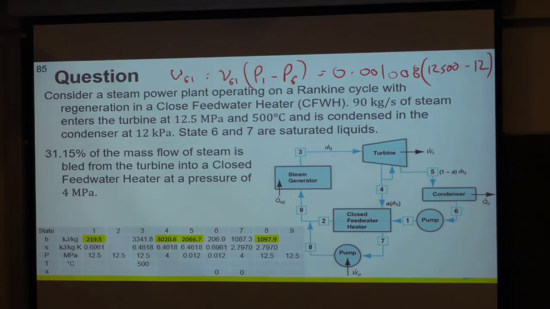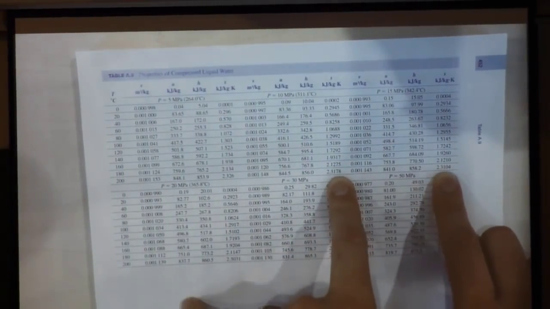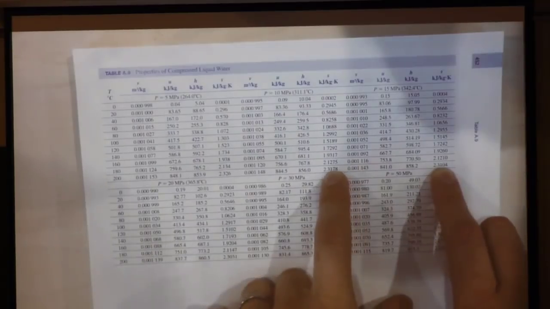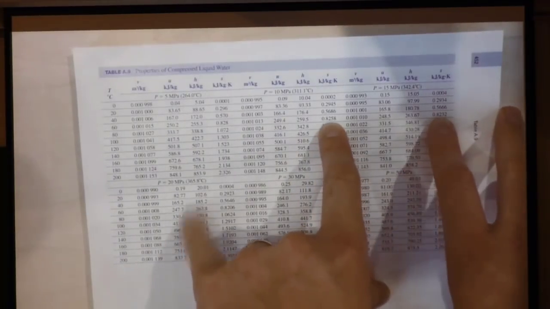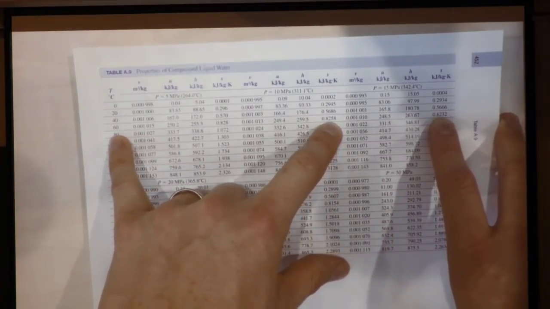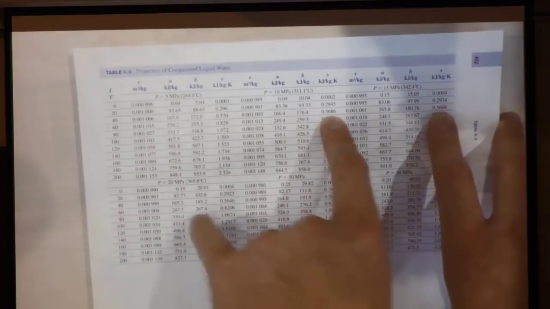So say we take state point 1. Take state point 1 and take this fact that you know the pressure and the entropy. Let's call it 0.7, okay? Then come across to your table and go, all right, well, 12.5 megapascals is between 10 and 15. It's halfway. That's kind of nice. Come across the entropy values. Come up to the 0.7 range. So I would say you need to interpolate between 10 and 15.